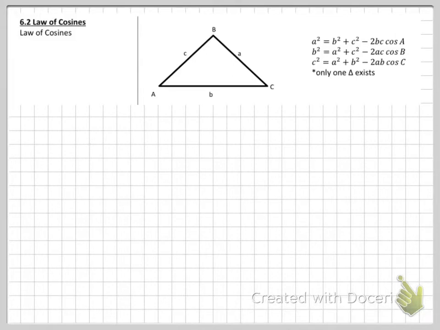Okay, section 6.2 is on the law of cosines. So same idea, we have a triangle that is not necessarily a right triangle. And remember, you can't always do law of sines, right? So we need a backup plan. What can you do if it's not a law of sines problem?